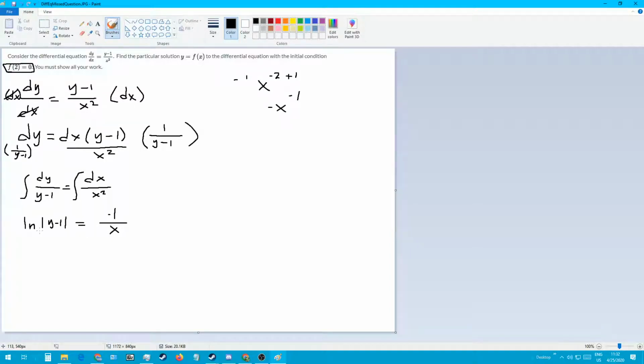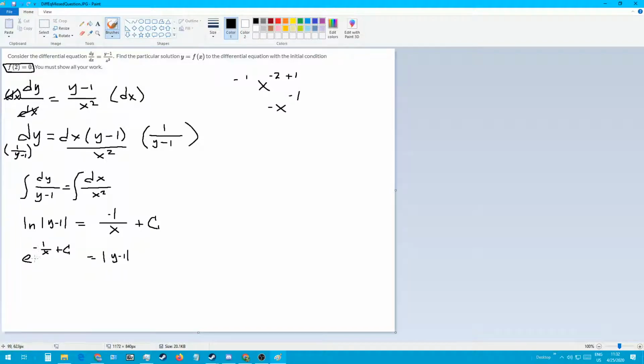So we're going to basically evaluate this log or convert it into exponential form. So we get e to the negative, I almost forgot, never forget your plus c's. If you do, you're going to get roasted. E to the negative 1 over x plus c equals absolute value of y minus 1.